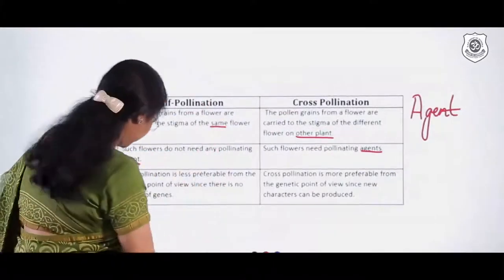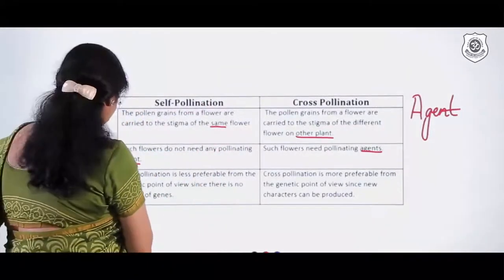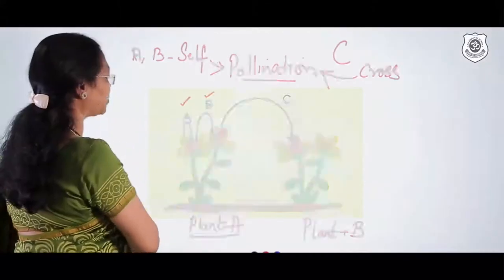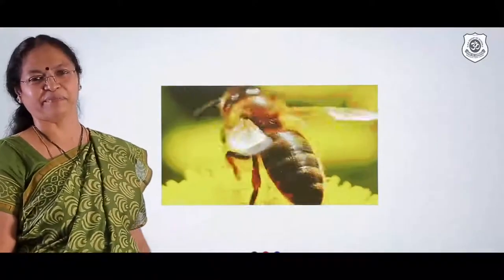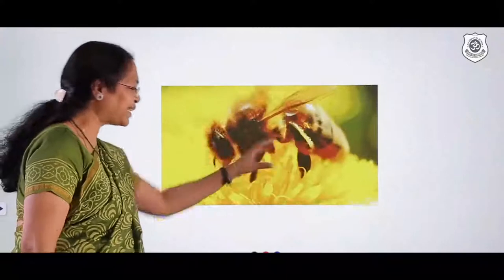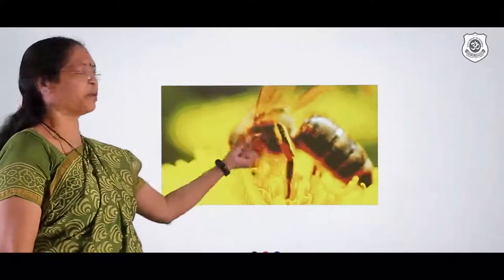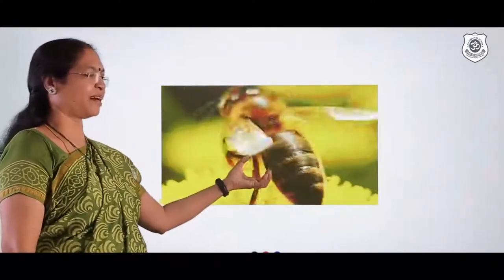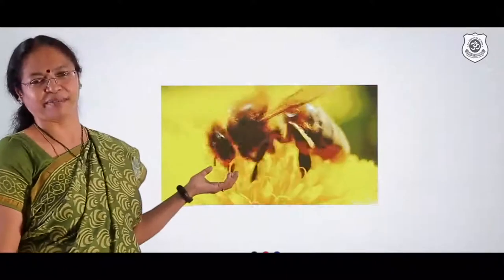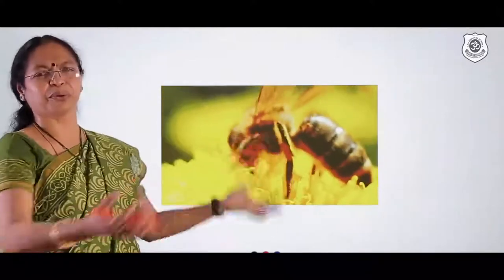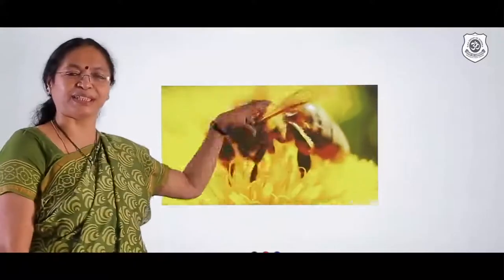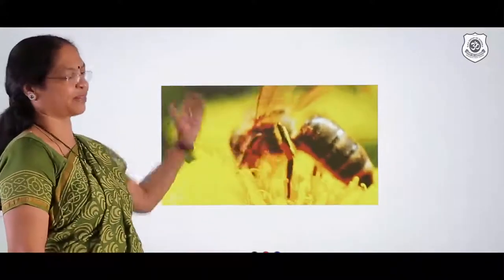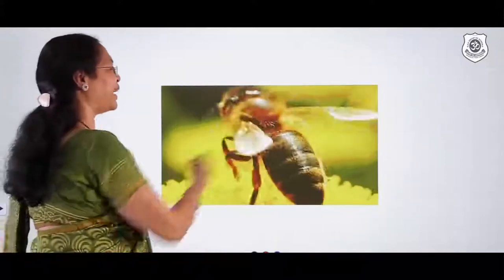So I'm just coming back to the agent. If I look at this, I'll say this is an agent. This is an agent which causes pollination to occur. It is coming and sitting on the flower, carrying the pollen grains from one flower to another flower of the same type. It can go to the same type, it can go to a different type, but pollination will occur only when it visits a similar kind of flower on another plant. So this is an agent.